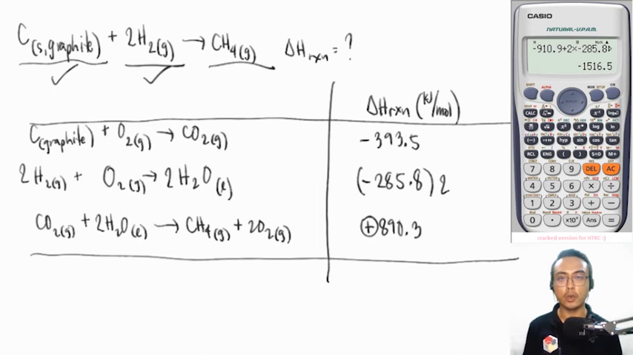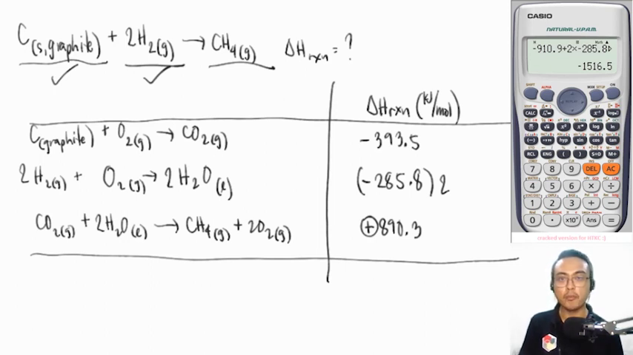Okay, so just a quick recap. Our first equation was not changed. The second equation was multiplied by 2. And the third equation was simply flipped. So you can see the effect of those changes on the delta H of the reactions. Okay, for the moment of truth, we need to add your 3 reactions. And our final reaction should match our unknown reaction.